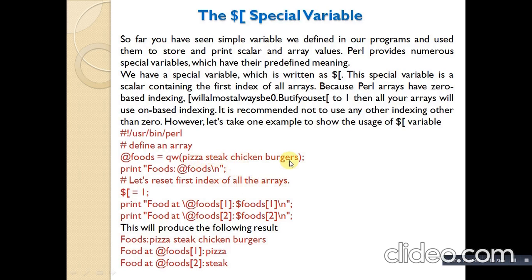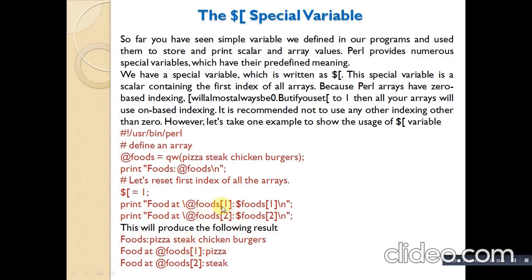Now what happens when I set dollar and opening square bracket equal to 1? I am setting 1 as the index value. It doesn't start from 0, it starts from 1. Now in a print statement, I am printing food at, with the escape sign, at the rate foods square bracket 1, it prints as usual.